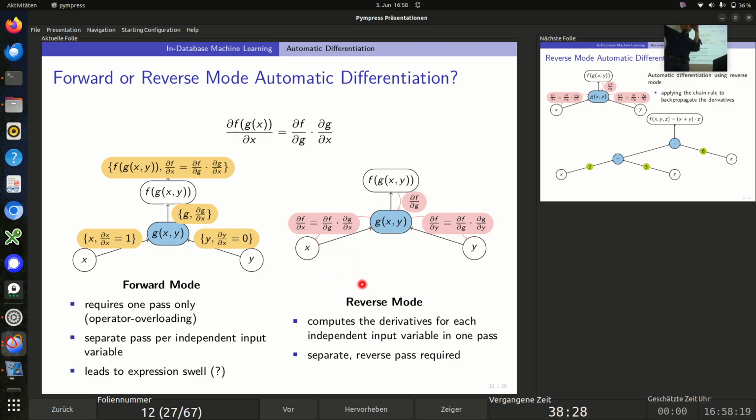But we need two passes, one forward and one reverse pass. So do not get confused: in reverse mode we have two passes, the forward and the backward, and in forward mode we have only one pass. Okay, so much for the introduction to automatic differentiation.